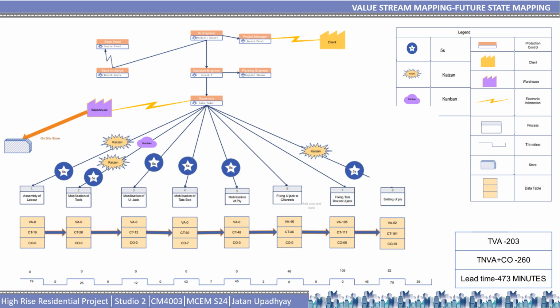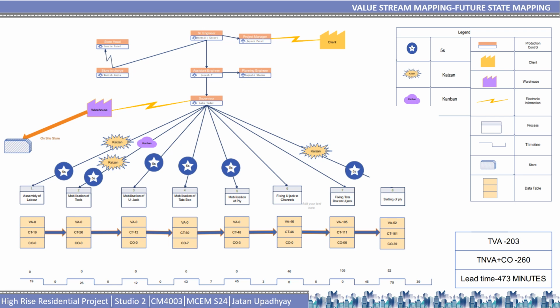To carry out value stream mapping, slab formwork using plywood is chosen. In this activity, there are some sub-activities like assembly of labor, mobilization of tools, mobilization of U-jack, mobilization of Tata box, mobilization of ply, fixing U-jack to channels, fixing Tata box on U-jack, and setting of ply. To reduce the lead time of this activity, various lean tools are applied, such as 5S, Kaizen, and Kanban.